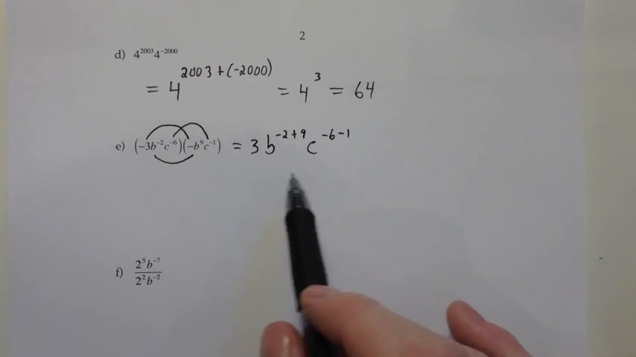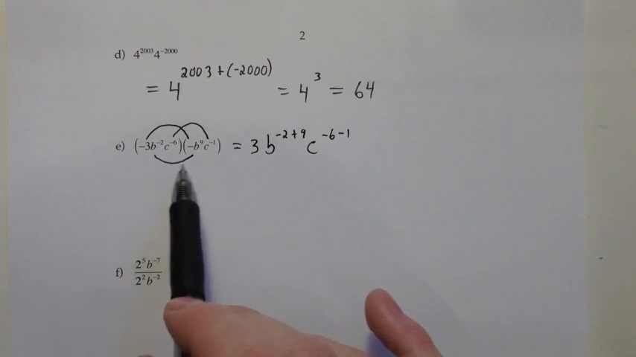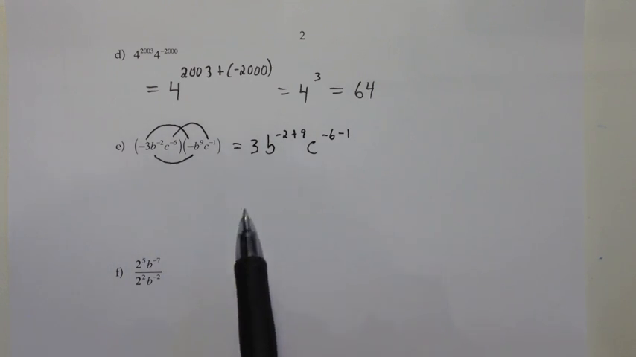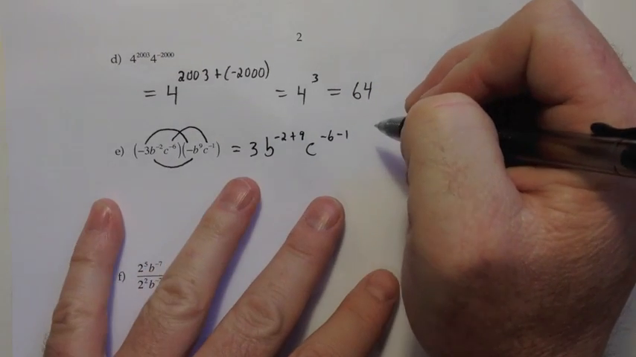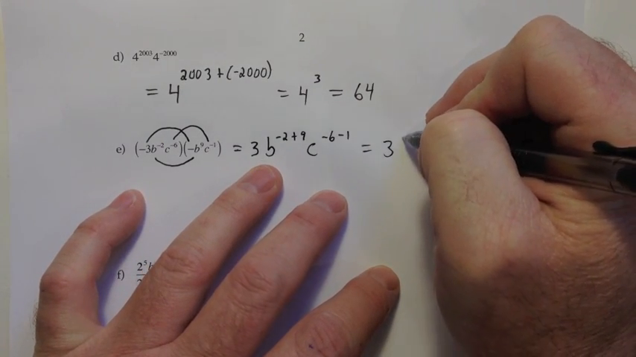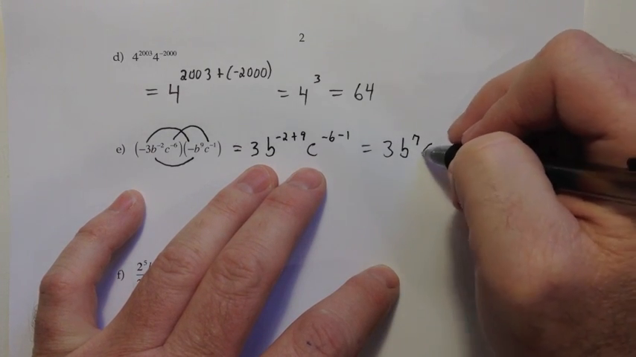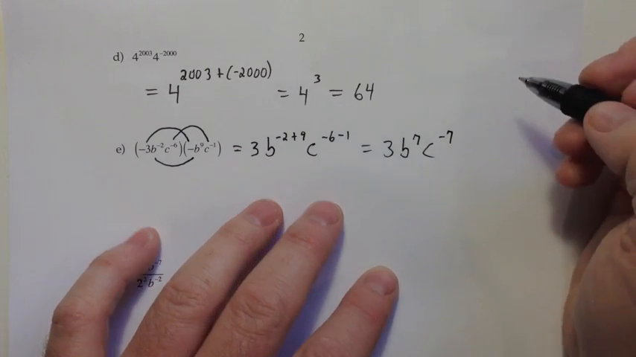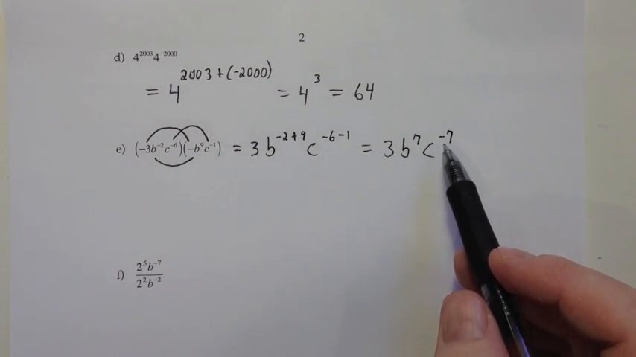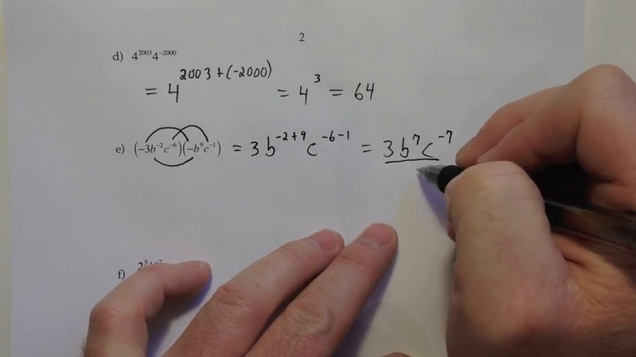And now I want to simplify each of these. It's the same rule as before, numbers with numbers and like letters with like letters by adding their exponents. And so let's see how that works out. The 3 is already done. Negative 2 plus 9 would be b to the 7th power. And the two negatives here would make this c to the negative 7. And because that's a negative exponent, that's not considered simplified. And so what I would do is put this whole thing over 1.